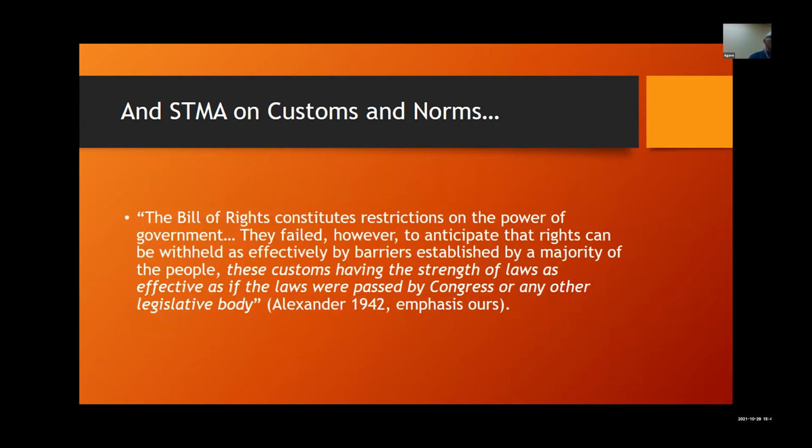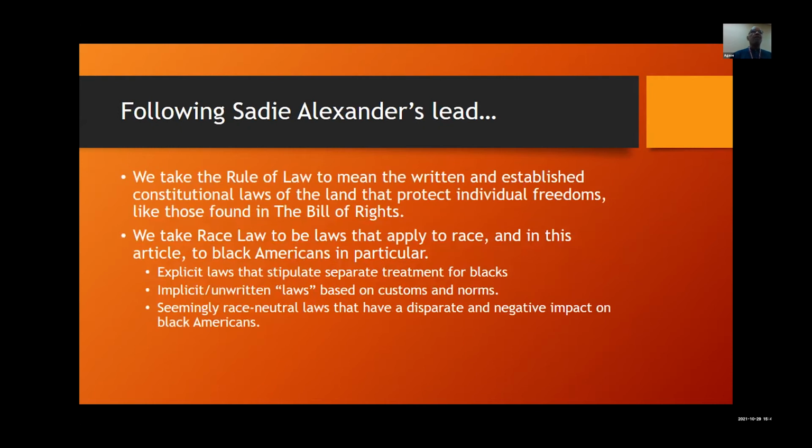Now, it's not just laws on the books, and not just discriminatory laws on the books, but she goes further to say, "The Bill of Rights constitutes restrictions on the power of government. They fail, however, to anticipate that rights can be withheld as effectively by barriers established by a majority of the people. These customs and norms having the strength of laws as effectively as if the laws had been passed by Congress and other legislative bodies." So we follow her lead, because it's one of our directives.